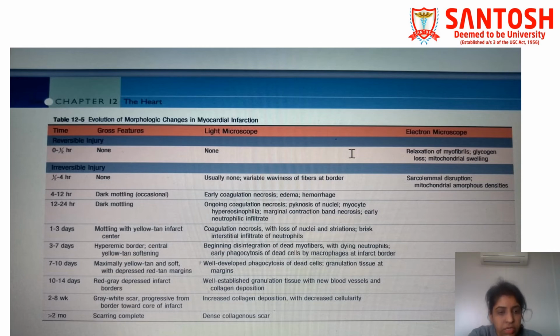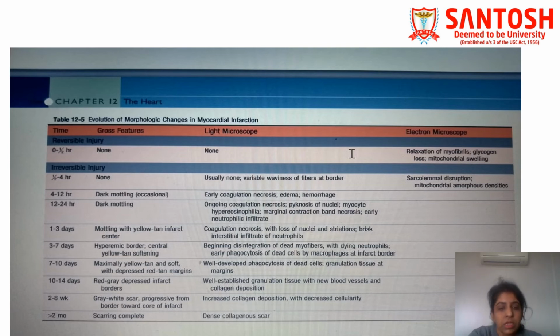In the first 1 to 3 days, there is mottling with a yellow-tan infarct center. There is coagulation necrosis with loss of nuclei and striations, and brisk interstitial infiltrate of neutrophils. At 3 to 7 days, there are hyperemic borders, central yellow-tan softening, beginning disintegration of the dead myofibers with dying neutrophils, and early phagocytosis of dead cells by macrophages at the infarct border.